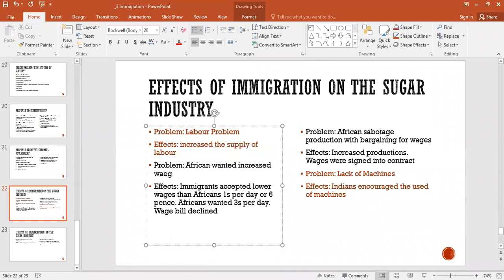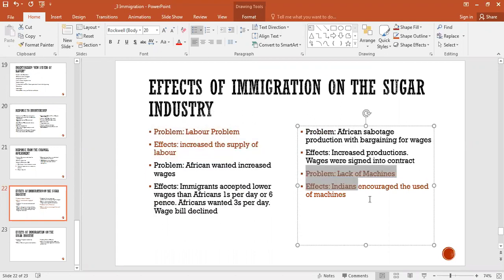Sir, so all of this is one point? No, this is one point. So you need to discuss this by itself, this by itself, and this by itself. So in here is 1, 2, 3, 4 points.